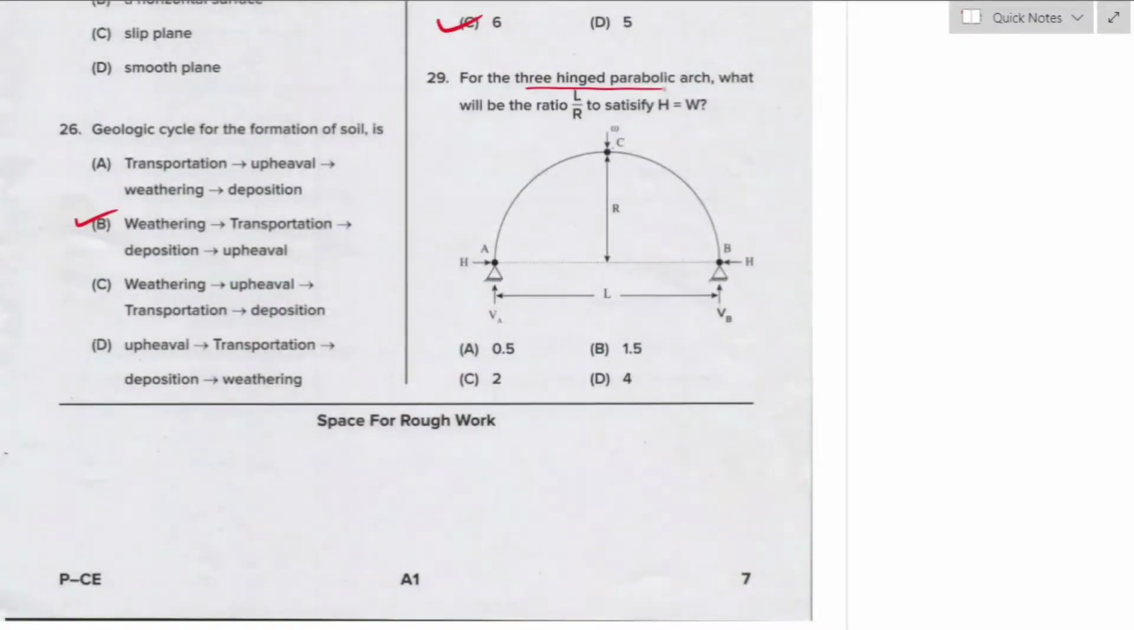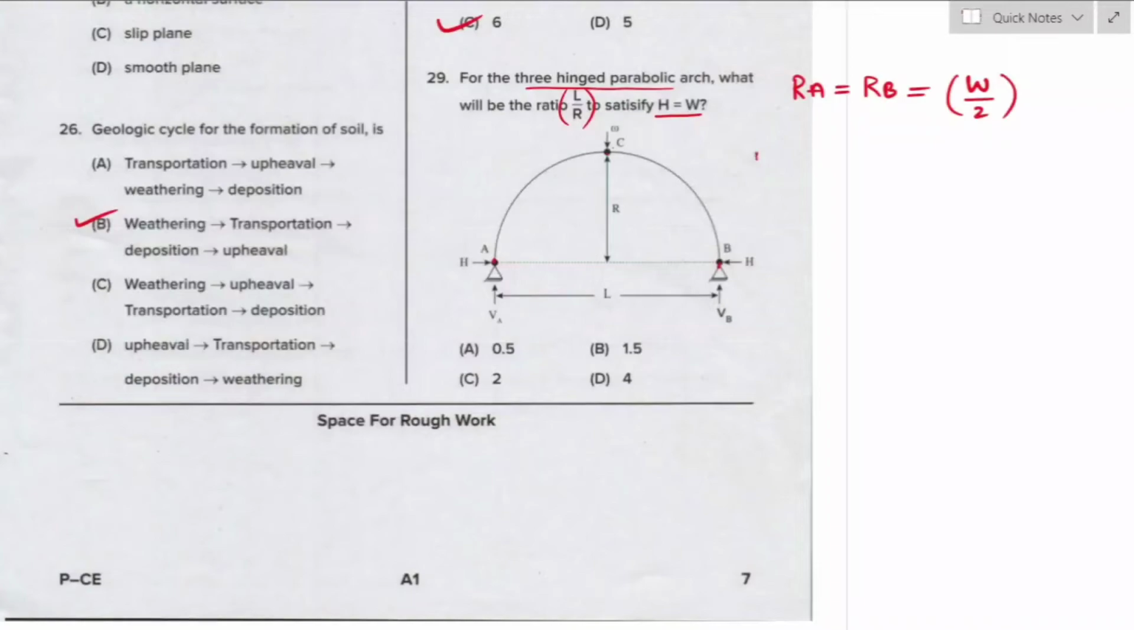For a 3-hinged parabolic arch, what will be the ratio of L by R to satisfy H is equal to W? In a 3-hinged parabolic arch, there are 3 hinges as the name itself suggests. 2 hinges will be at either of the supports and 1 hinge will be at the crown. So reaction at point A is equal to reaction at point B is equal to load by 2.